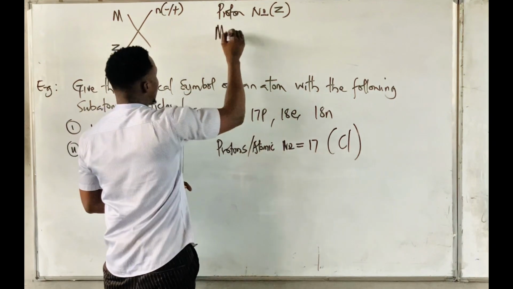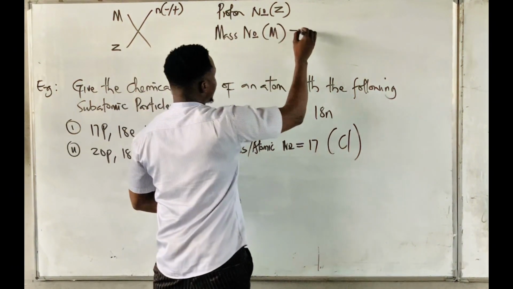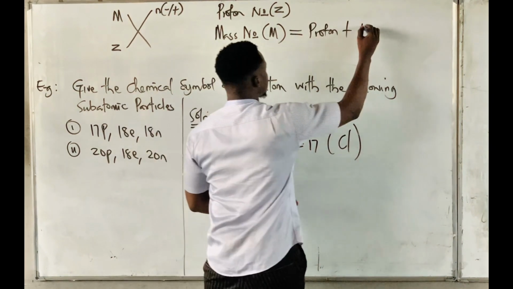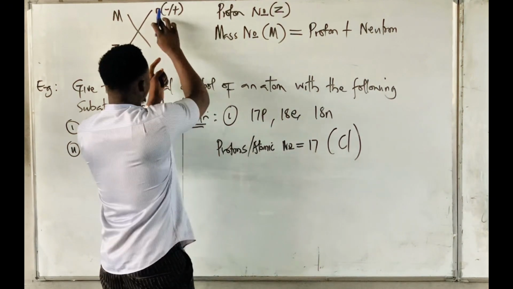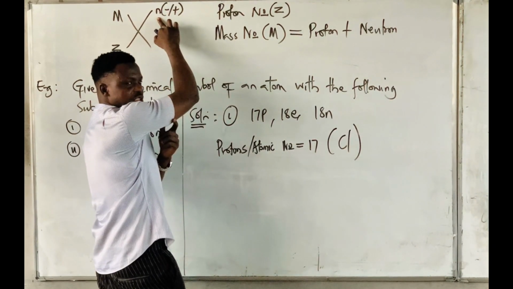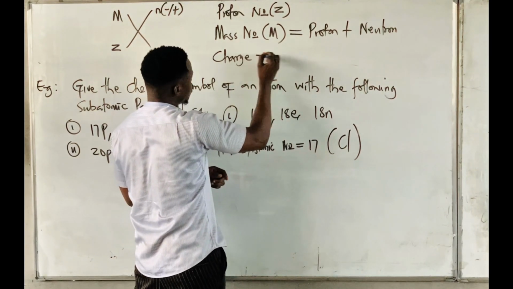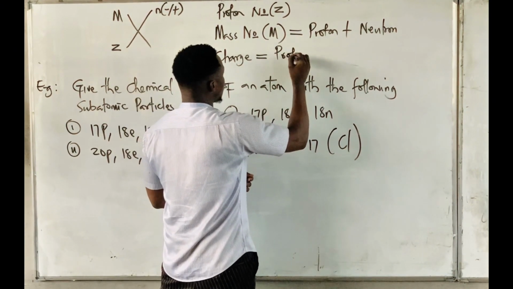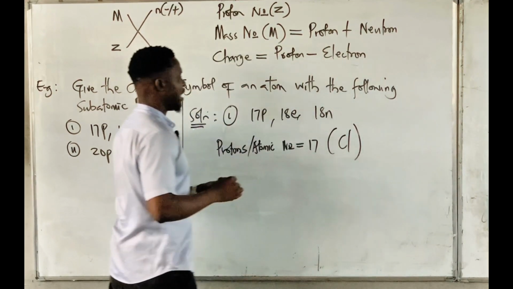The next thing you should be looking out for is the what? Mass number, which is the M. And I remember I gave us mass number to be proton plus what? Neutrons. Now the next thing afterwards, this guy is charged. Charge. If the charge is equal to 0, that means that guy is a neutral species. And how do we solve for charge, class? Charge is proton minus what? Electron. That's the formula for charge.